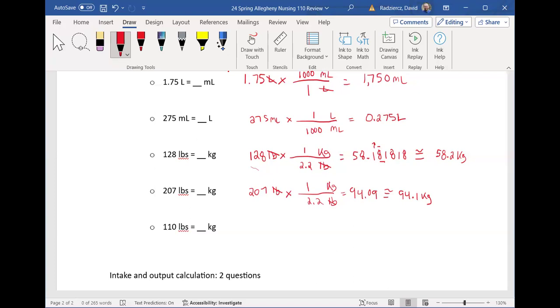All right. Now, in some situations, you won't need to do any kind of rounding. And I believe that this is this situation. So I'm going to follow the same strategy. 1 kilogram, 2.2 pounds. We're getting rid of pounds. 110 divided by 2.2 gives me an even, so no rounding required, an even 50 kilograms.